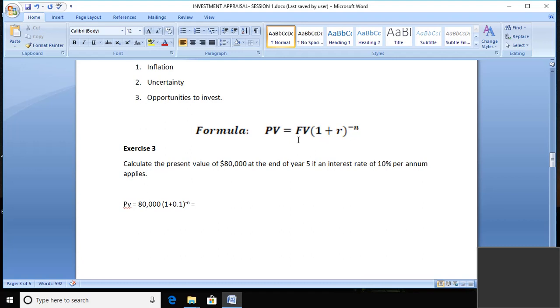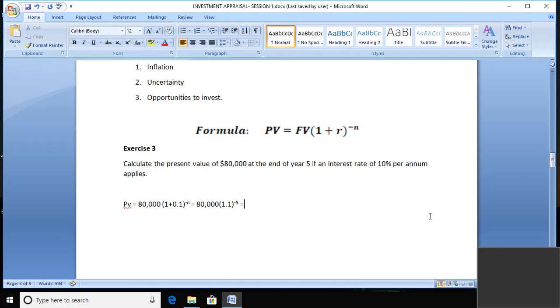So this will be something like this: 80,000 multiplied by 1 plus 0.1, that is going to be 1.1. Then this you raise to the power minus 5 or negative 5. So again, this must be properly presented as the power negative 5. Right, so we have it there.